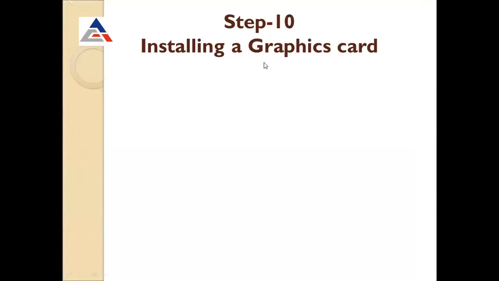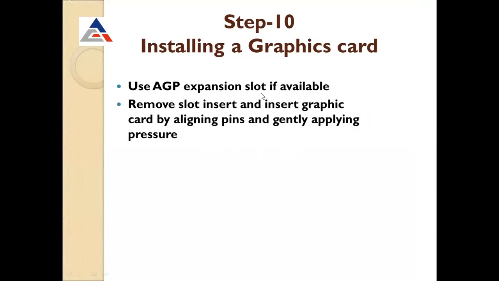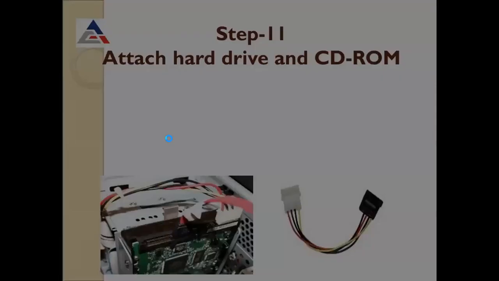Now next is how can we install a graphic card? For this you just need to use AGP, Advanced Graphics Port. If it is available, try to use AGP. Remove the slot cover, and insert the graphic card by aligning pins and gently applying pressure. Now your next step is to find out where we have a graphic card connector. Once you find it on the motherboard, then insert the graphic card. Secure it to the case with a screw.